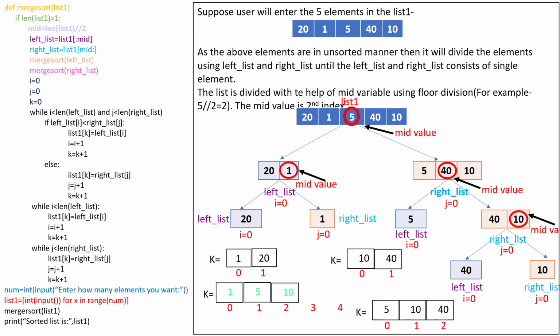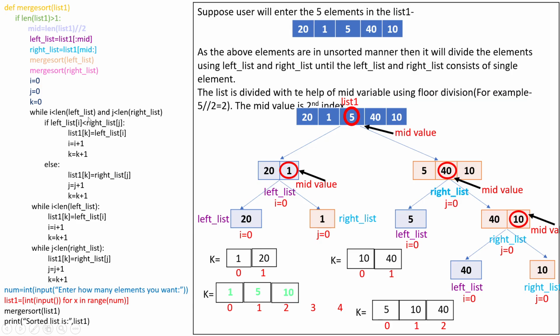Now again j will be incremented by 1, so 1 plus 1 equals 2, j becomes 2, and k equals 2 plus 1, which is 3. J is now 2 and k is 3, and i is already 1. Again it will go to the while condition. I is 1. 1 less than length of left list, 1 less than 2? Yes. Why? Because left list consists of two elements.